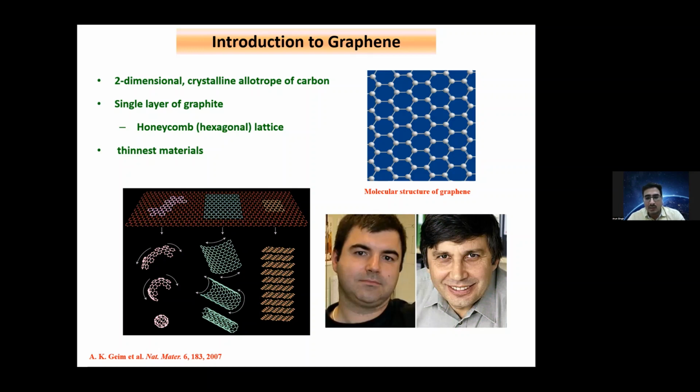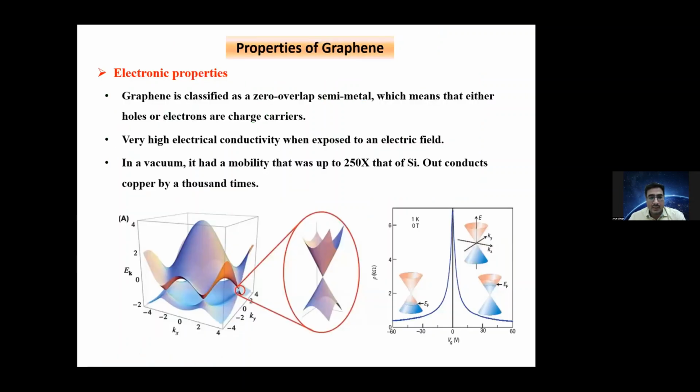And it is the thinnest material. The thickness is around 0.34 nanometer for single layer graphene, and thickness increases with increasing the number of layers. Then the electrical property of graphene. Graphene is classified as a zero band gap semiconductor material, and it has a unique band structure.